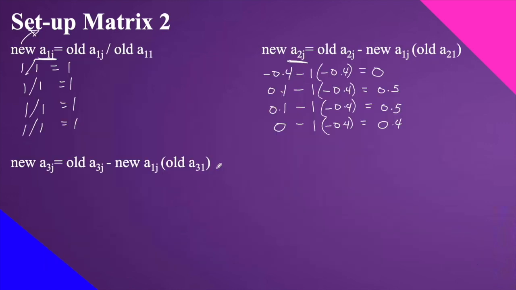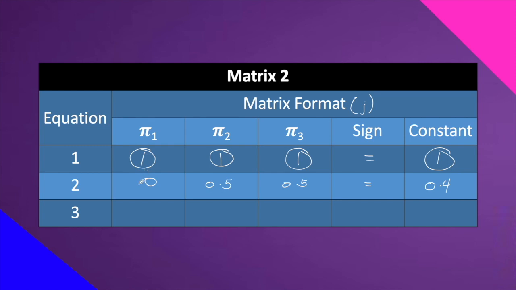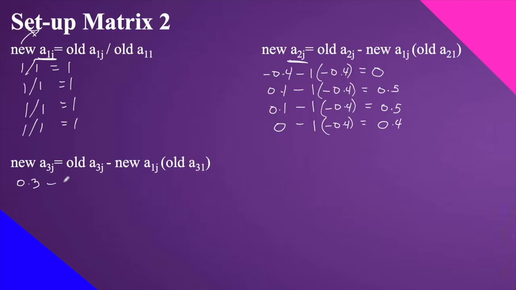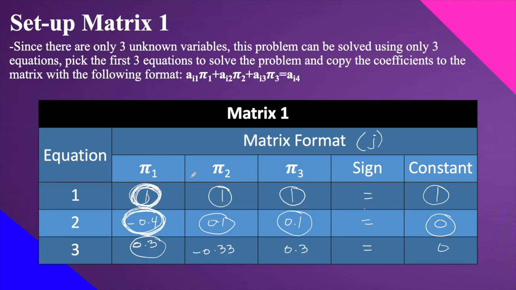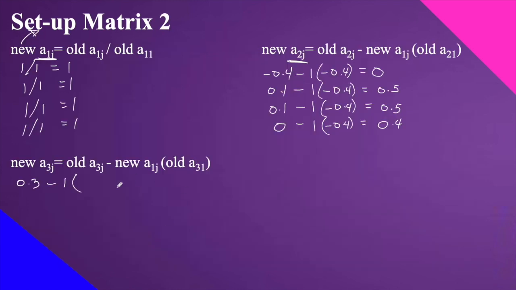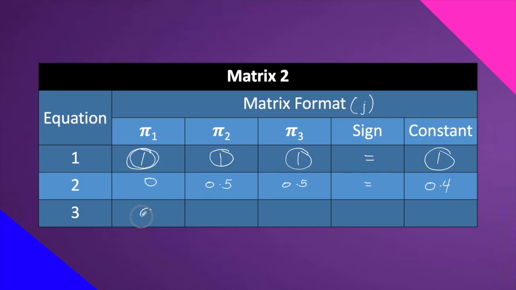So, 0.3 minus new A sub 1j. New A sub 1j, from matrix 2, that is 1. So, let's write it here: 1 multiplied to old A sub 3,1, from matrix 1. Old A 3,1 is 0.3 still. So, 0.3 times 1 is 0.3. 0.3 minus 0.3, therefore, this is 0. That will be our first value in our third row.